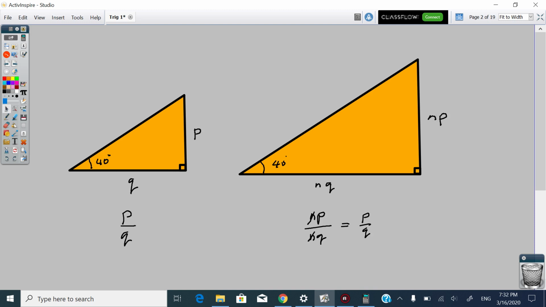And if we take for the little triangle the ratio of the opposite of the 40 and the adjacent, which is P over Q, and we take the same ratio of the opposite divided by the adjacent, we find that the n cancels out with the m, and we're left with also P over Q. So this way we justify why the ratio between the opposite and the adjacent for the angle 40 in a right angle triangle is always the same, irrespective of the triangle.